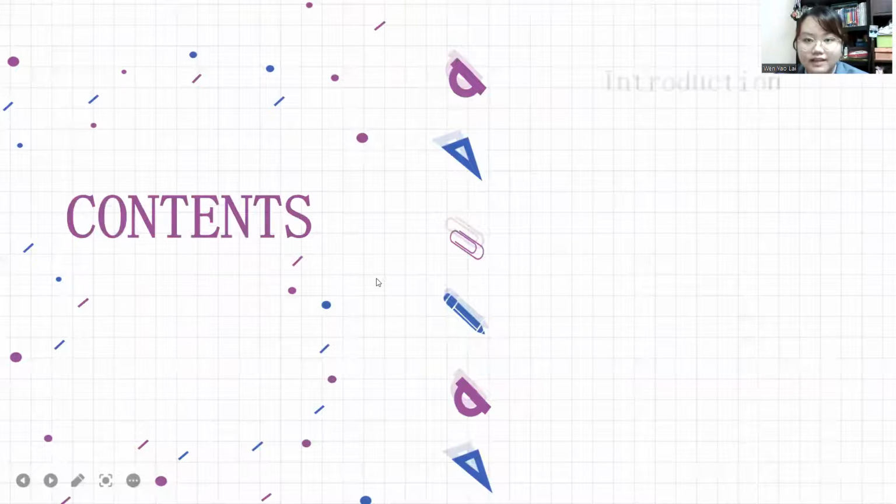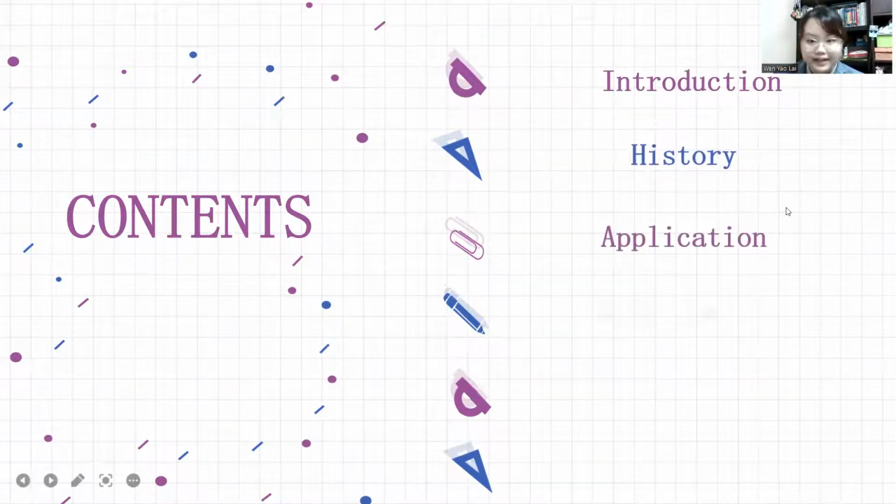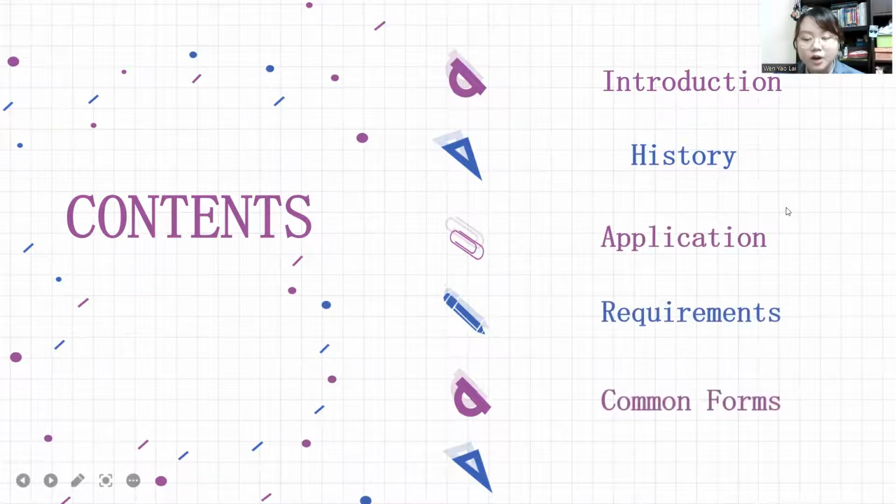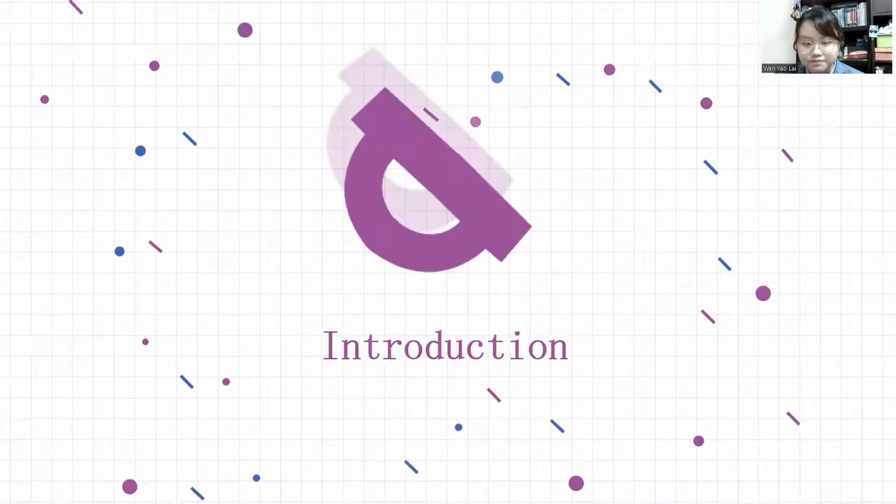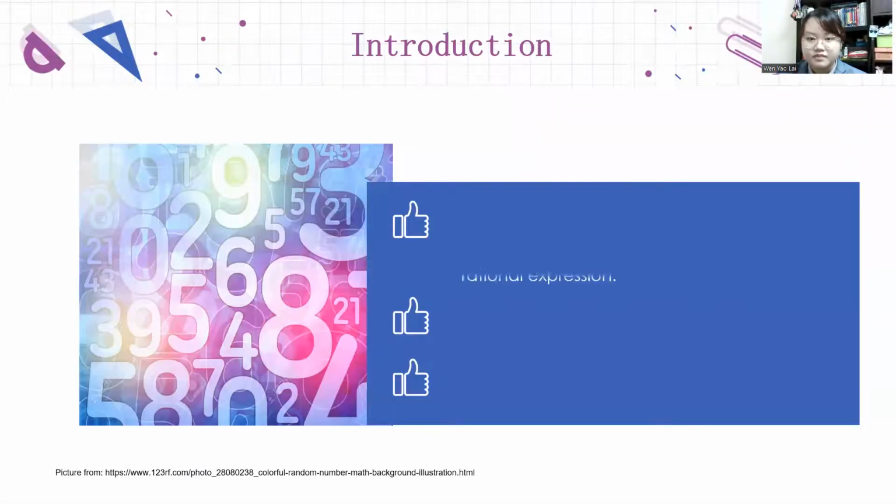And here is the content. It includes introduction, history, application, requirements, common forms, and conclusion. So now, let's start with the introduction.